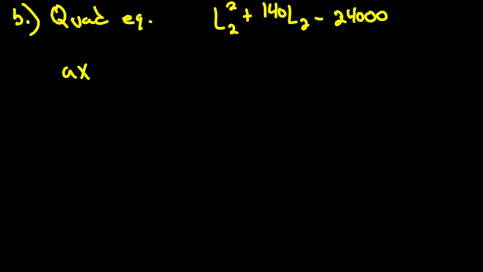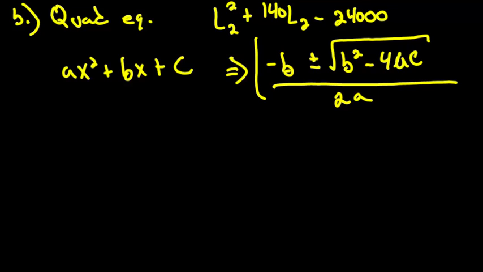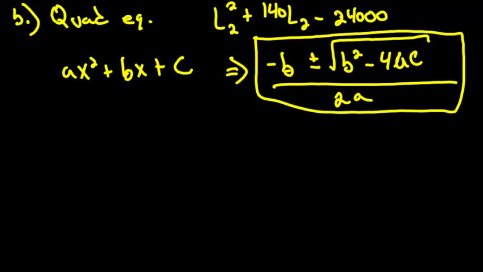If you don't know, the quadratic equation is, if we look at it in terms of ax squared plus bx plus c, minus b plus or minus the square root of b squared minus 4ac, over 2a. So this is our standard quadratic formula. Now if we look at our original equation, we know that a is equal to 1, b is equal to 140, and c is equal to minus 24,000.